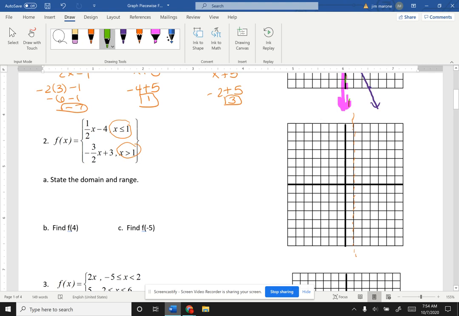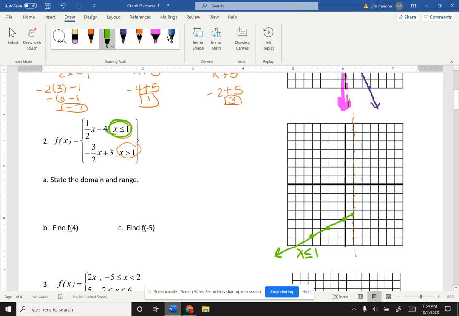So I start that at -4, and I go up 1 to the right 2, up 1 to the right 2, and down 1 to the left 2, down 1 to the left 2. But I only want this graphed where x is less than or equal to 1. So it's at this point here and to the left. We don't want any of these points on the right because this is where x is less than or equal to 1.